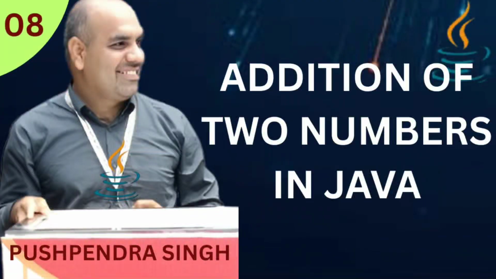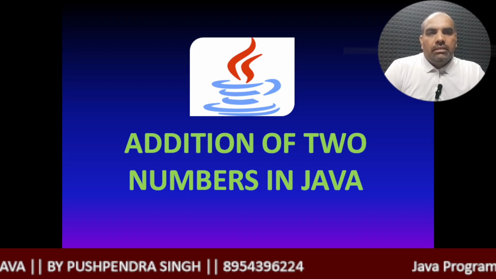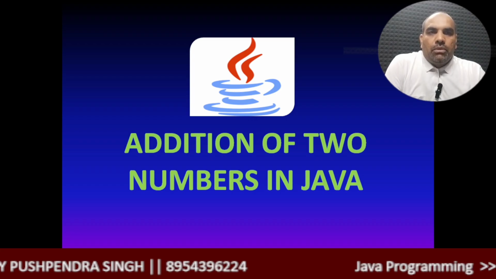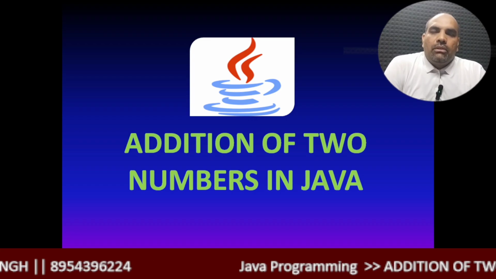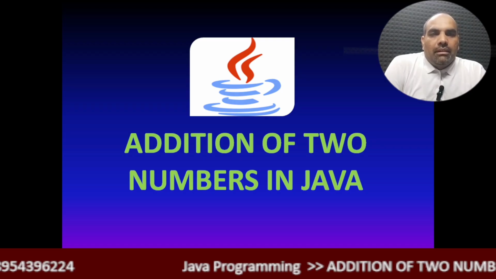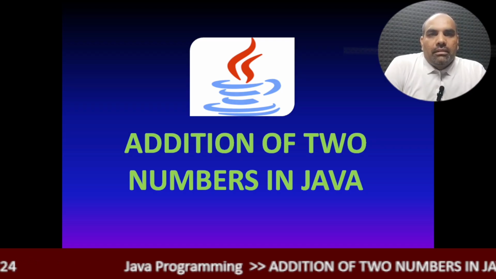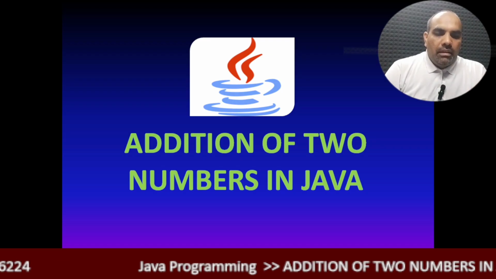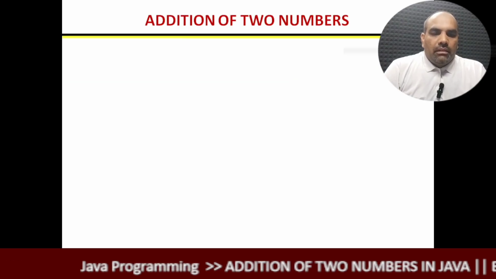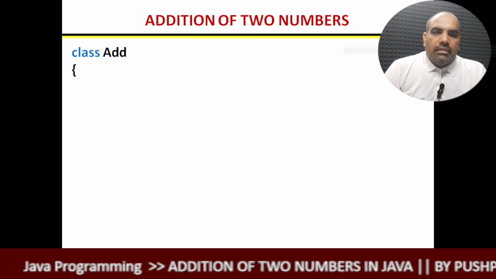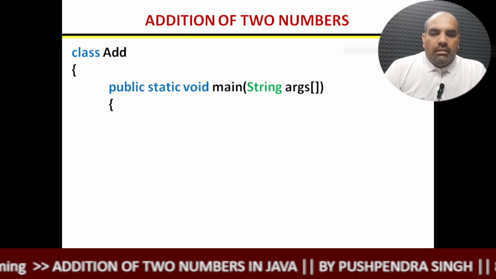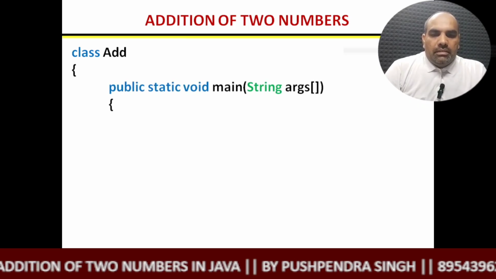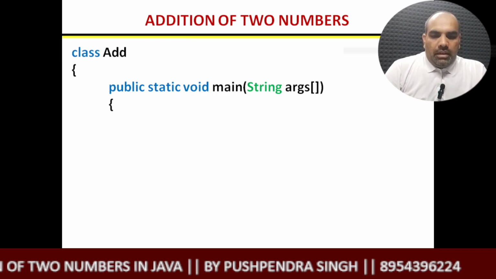So today I will discuss the addition of two numbers in Java. Before discussing this topic, in lecture number 7, I discussed the first program in Java, addition of two numbers. So I take class Add, where Add is the class name, then open the body from here. public static void main(String args), you already know that.